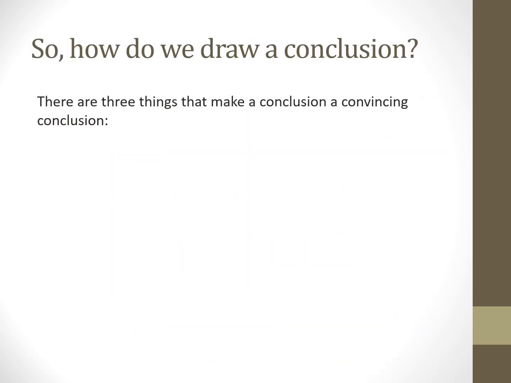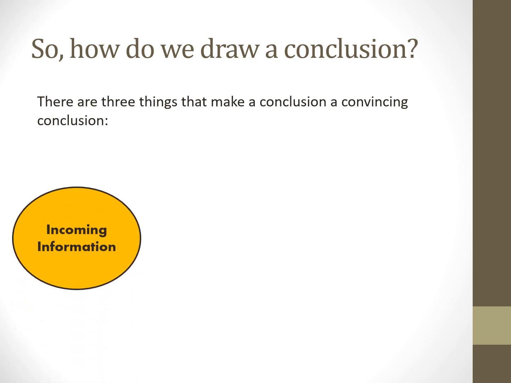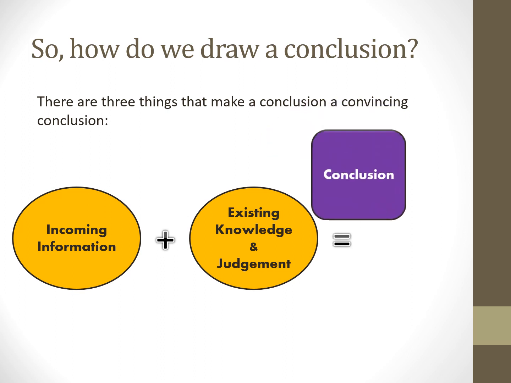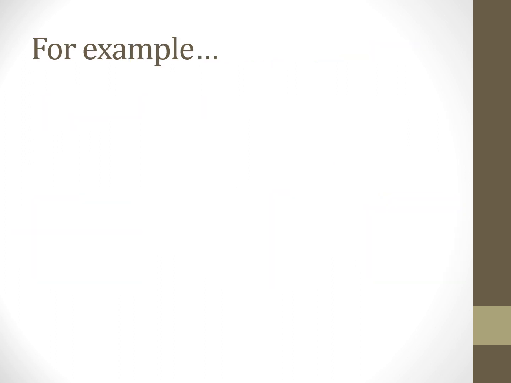So how do we draw a conclusion? There are three things. You need that information, similar to inference, but this time around, you need existing knowledge plus judgment. So you need the combination of these. Inference does not involve judgment. Conclusion does involve judgment. And therefore, you'll have your conclusion.